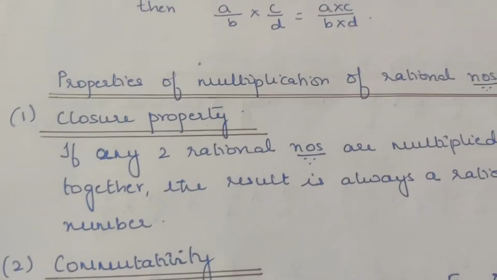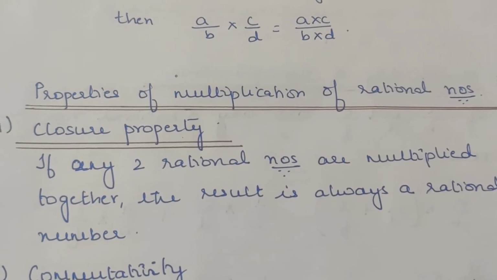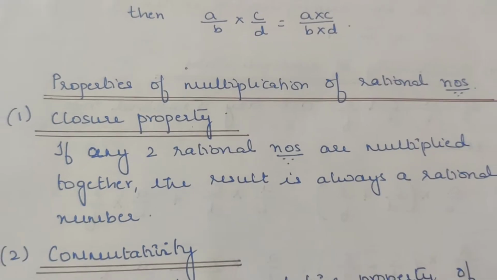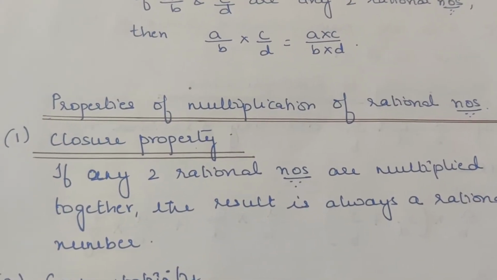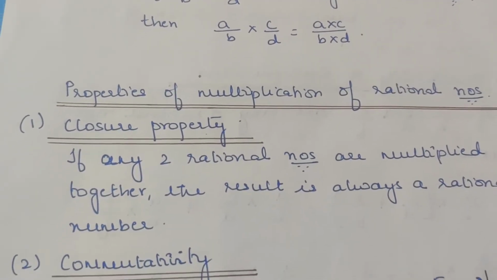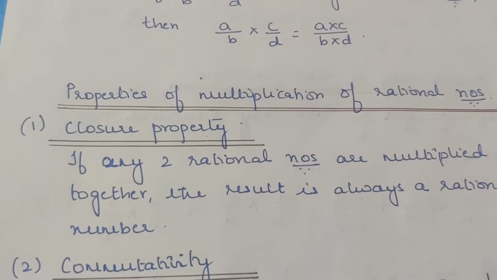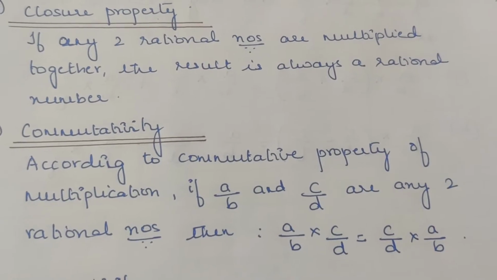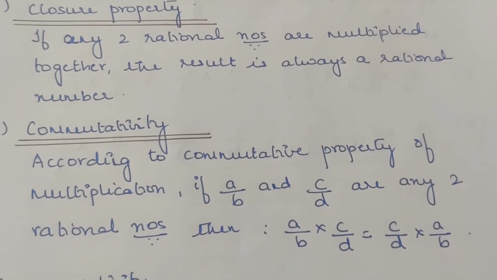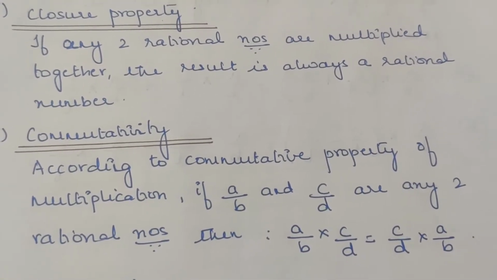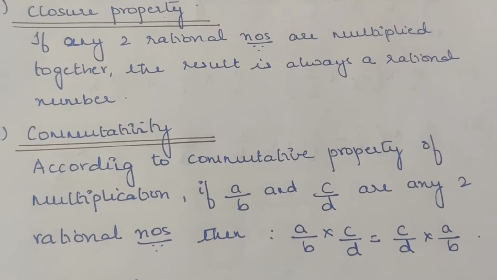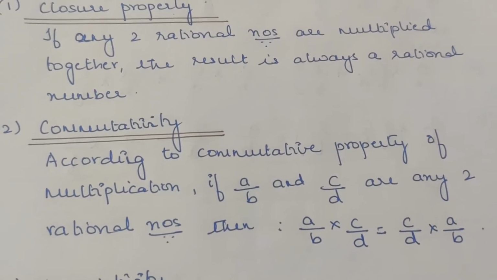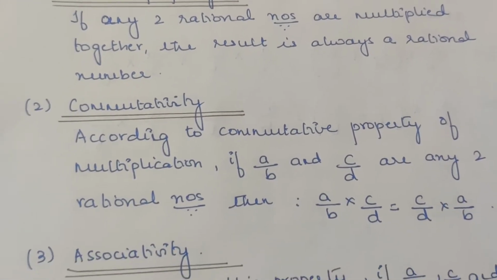Now moving on to the properties of multiplication of rational numbers. First one is closure property. If any two rational numbers are multiplied together, the result is always a rational number, and that is the closure property. Commutative property. According to the commutative property of multiplication, if a by b and c by d are any two rational numbers, then a by b into c by d is equal to c by d into a by b. I know you guys are very clear with this property.